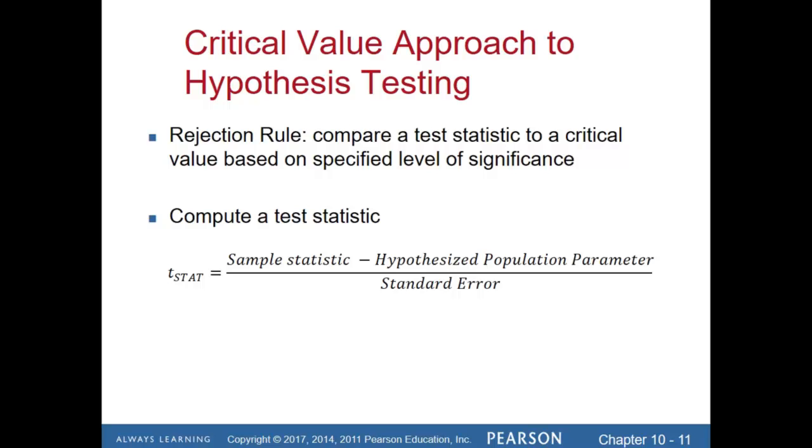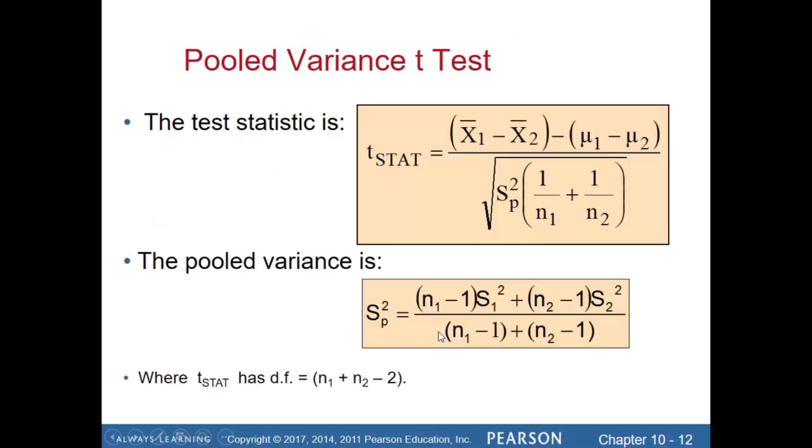We're still going to take a sample statistic. We're still going to subtract a hypothesized population parameter. We're still going to divide by a standard error. It's just that each one of those terms is now going to be just a little bit more complicated. So let's take a look at those.